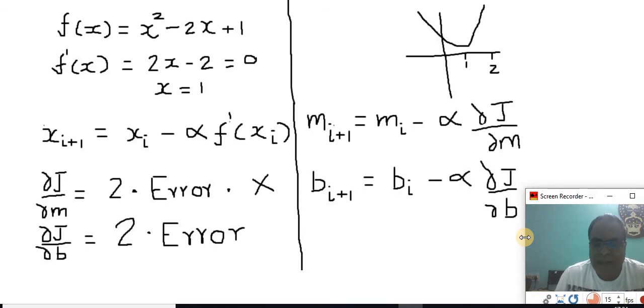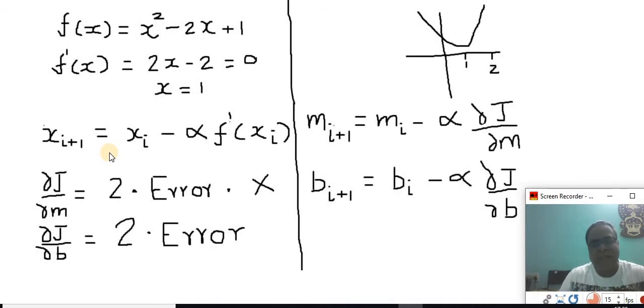See, the gradient descent algorithm, what exactly it uses, the most important equation they are using in the case of gradient descent is this: x of i plus 1 is equal to x i minus alpha into f dash x i. See, x of i plus 1 means the next data.